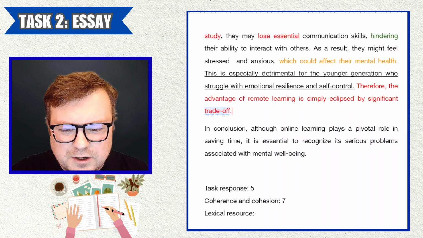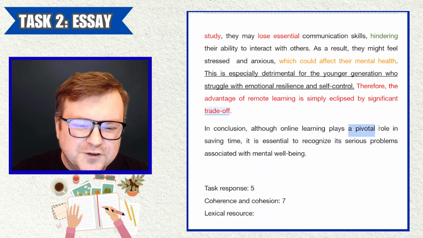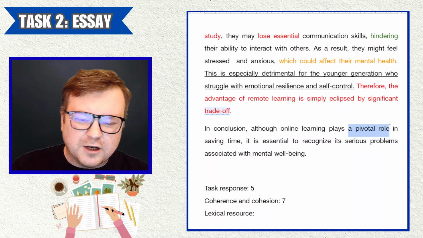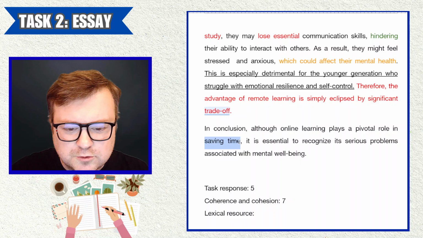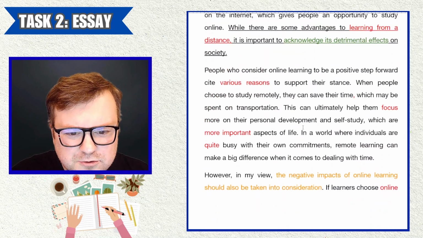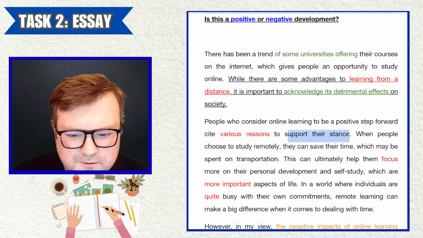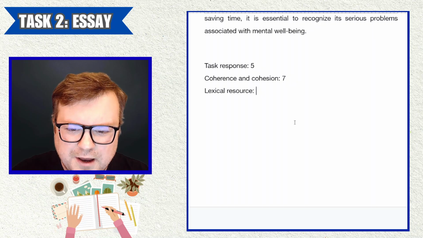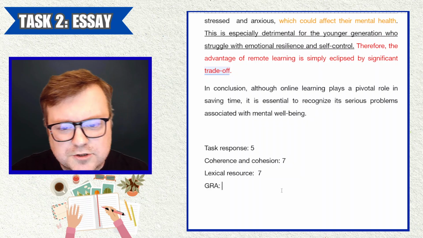And again, online learning plays a pivotal role in saving time. Like, it just feels a bit strange. It seems like the focus is saving time rather than online learning. It's like, if you want to save time, do online learning, rather than online learning is great because, yeah. So the vocab is really strong, but what could I give to support their stance? I'm between the 7 and the 8. I'm going to go with 7, but I am between the 7 and the 8. So lexical resource 7.